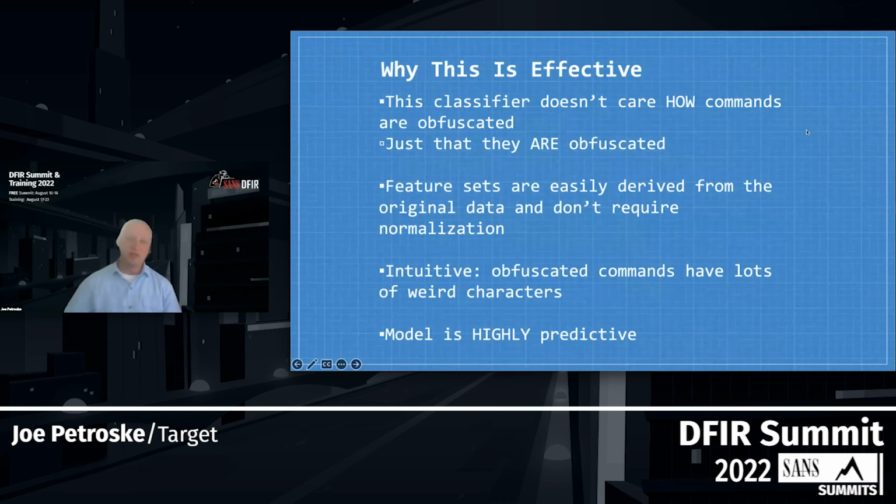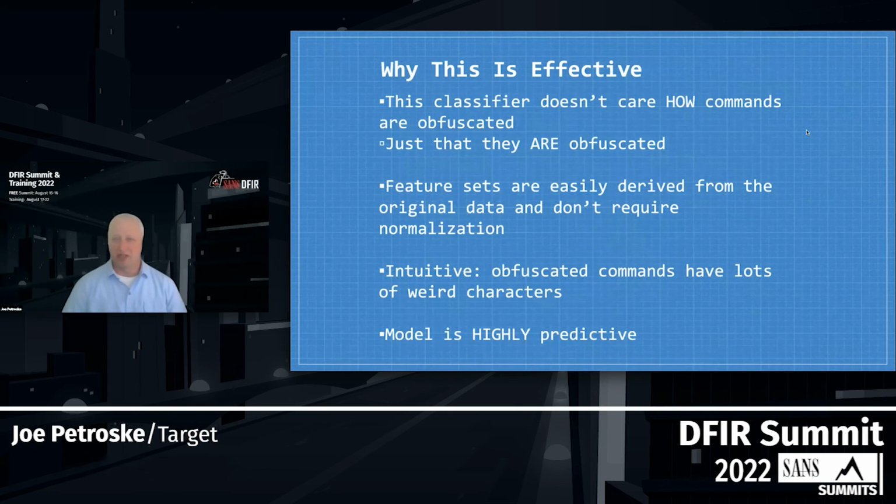So this is kind of why this is effective, and why I love doing this kind of stuff so much: it's fairly genericized. It doesn't care how an adversary might have obfuscated their commands. All it cares about is that it is obfuscated. It just found stuff that was consistent with being obfuscated in the first place and categorized it as such. So that's why this boils down to it. You don't have to get into specifics about how the adversary might have obfuscated their tooling.